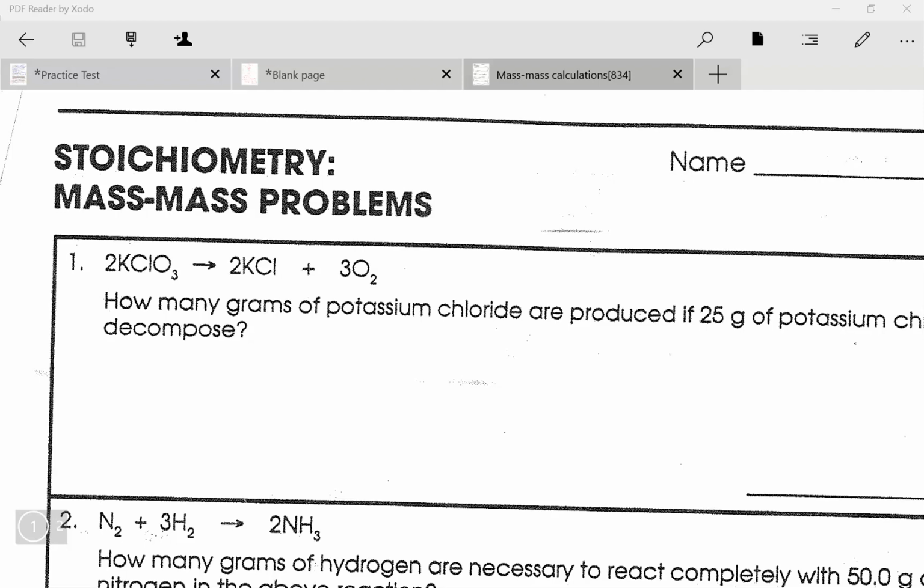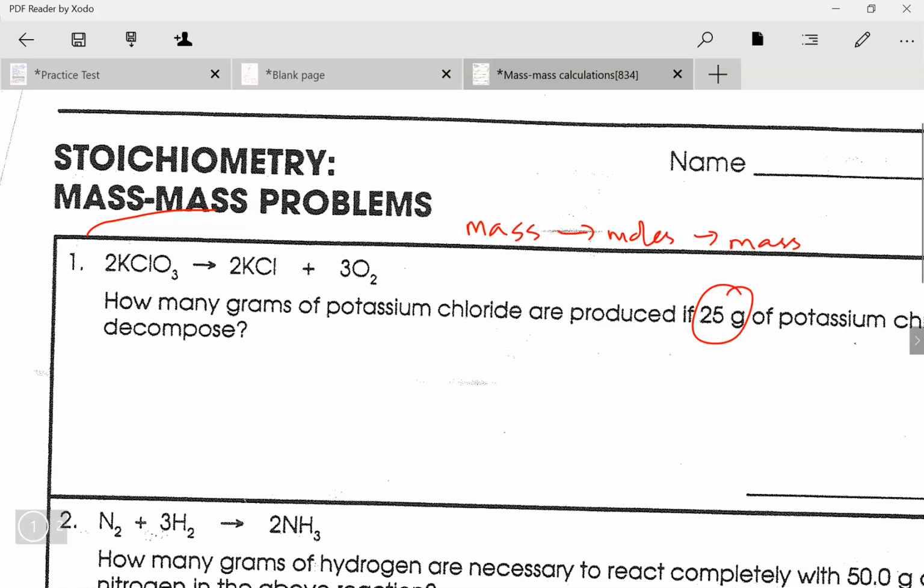So this video is going to be about so-called mass problems, which basically means we're going from the mass of one thing to the mass of another thing. And the problem is, to do stoichiometry, we need to do moles, right? So we have mass, then we're going to moles, and then we're going back to mass. That's the key thing that we're doing here.